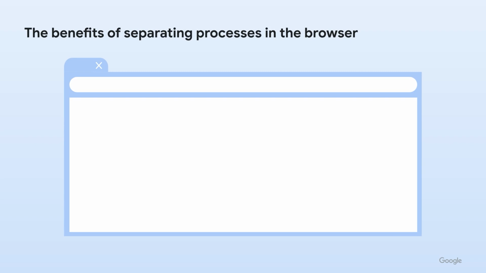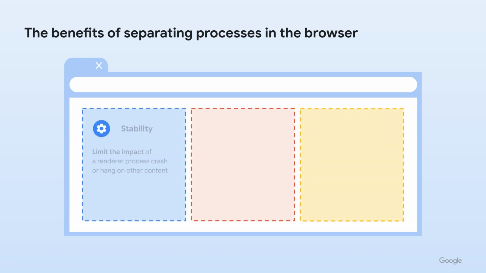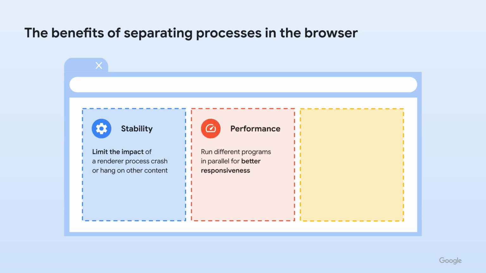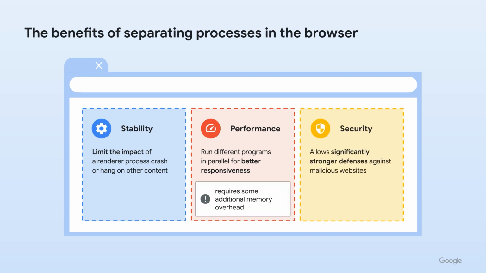At a high level, the Chrome team aims to use separate processes for different programs in the browser when possible. This has three main benefits. It provides stability because putting programs in separate processes limits the impact of a renderer process crash or hang and allows other content in the browser to continue working. It improves performance by allowing different programs to run in parallel with better responsiveness. However, this does require some additional memory overhead for each process. And it bolsters security because using separate processes for different websites allows significantly stronger defenses against malicious websites.